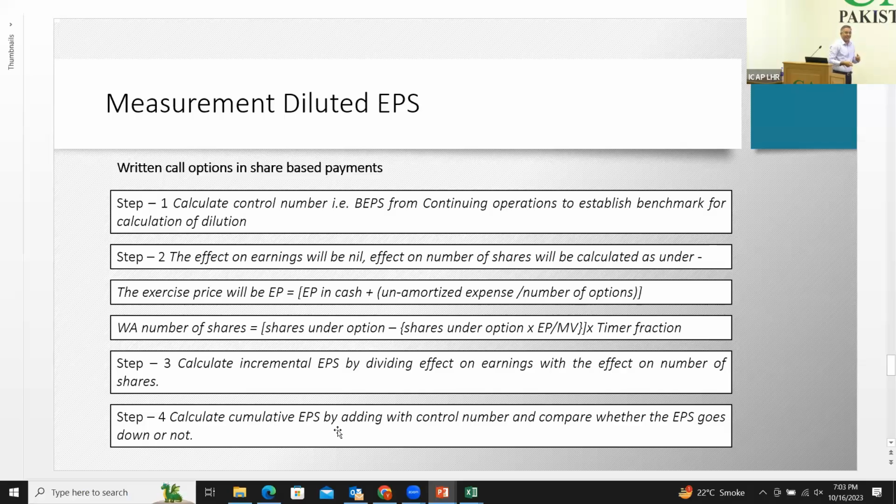is the exercise price, which the employee has to earn by rendering services before exercising this right. So that portion of non-vested share-based payment will also become part of the exercise price. So it's very important. Share-based payment will also affect your basic and your diluted earning per share.